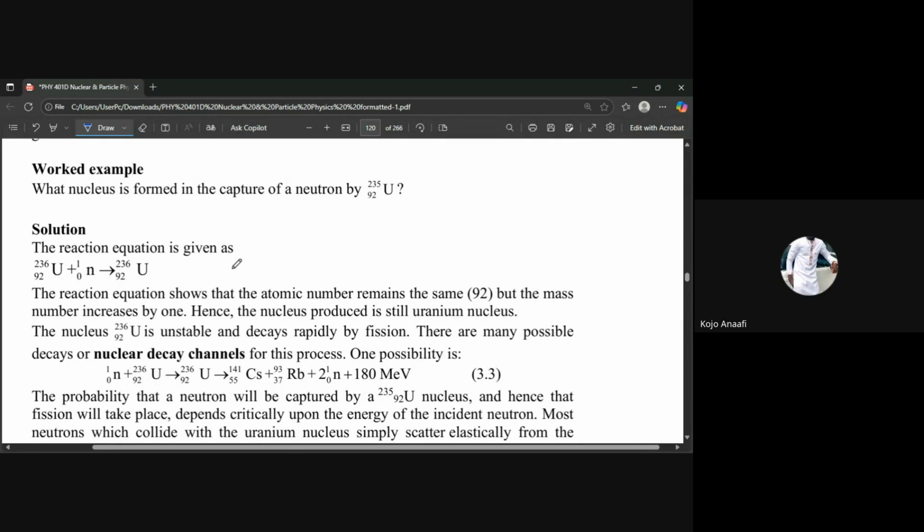But sir, in the question it was 235, the uranium in the question. Oh, okay, so it's a typo error. Thank you. So the first uranium should have been 235, not 236. Because if you look at what they have written down there, they say the reaction equation shows that the atomic number remains the same, 92, but the mass number increases by 1. Hence, the nucleus produces... So I think it is a typo error.